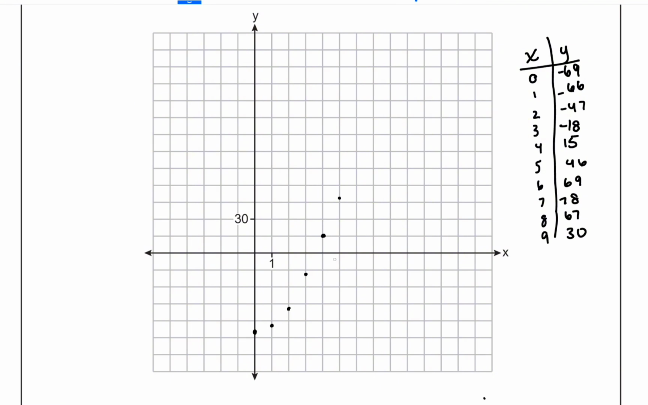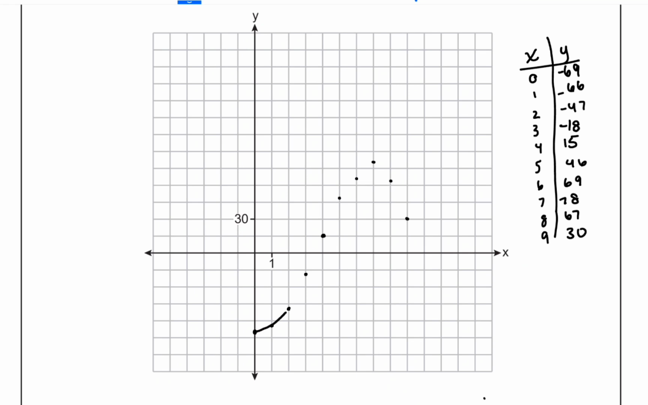6 is at 69, so we know that this is 45, 60, so 69 is just going to be a little bit above. And then we know 7 is going to be 78, so we know this is 75, so this would be 78. And then 8 is at 67, so as we said, this is 60, so 67 would be a little bit above. And then 9 is at 30.